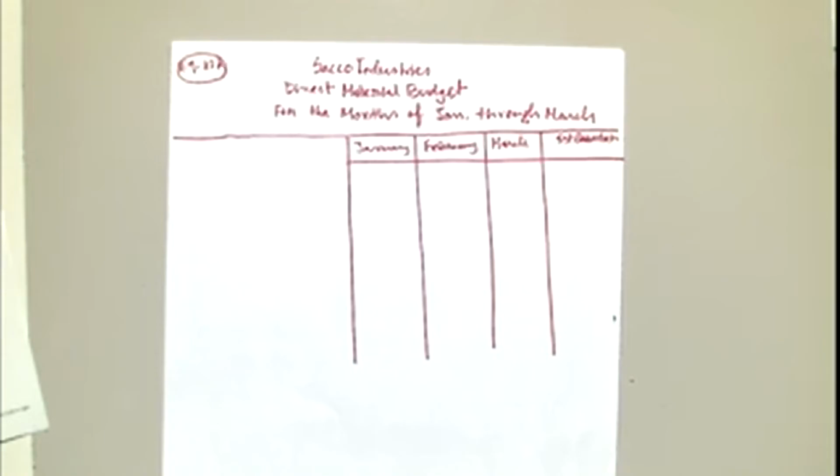Now can anyone tell me what is their finished product? What they actually manufacture or sell? If you read the problem. Any idea? Read the problem. Not only about the numbers. What is their finished product? They are producing what? Stuffed animals, right? So remember, that's their finished product.